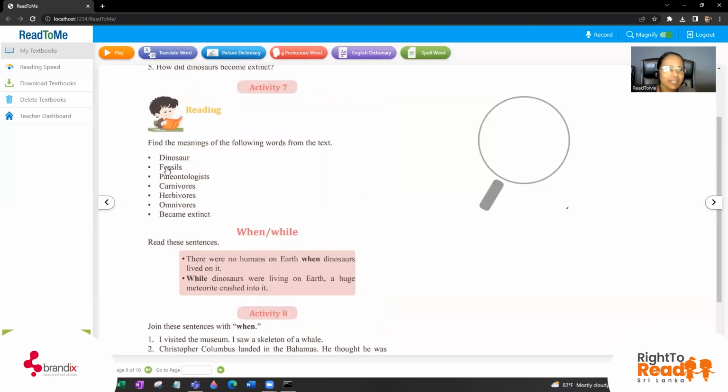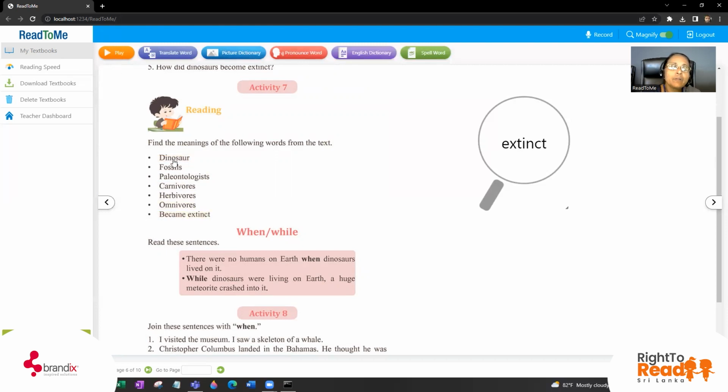You can understand the meanings of some words, but here you have to go through these words and find the meanings of the following words from the text. What are the words? Dinosaur. Fossils. Paleontologists. Carnivores. Herbivores. Omnivores. Became extinct. Yes, those are the words.